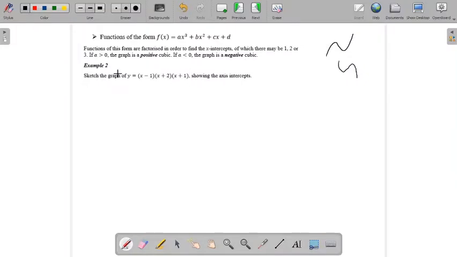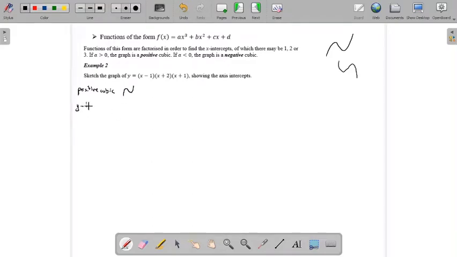Now let's have a look at example 2. This one here is already in factored form, so it'll be pretty quick to work through. All right. Now there are 3 intercepts. We know that it's going to look like this. If we were to expand it, let's just have a look at what we've got here. There's no negative number at the front, and each of these x values are positive. That means we must have a positive cubic, okay, which means it will look like that.